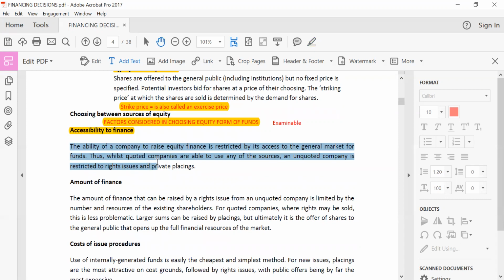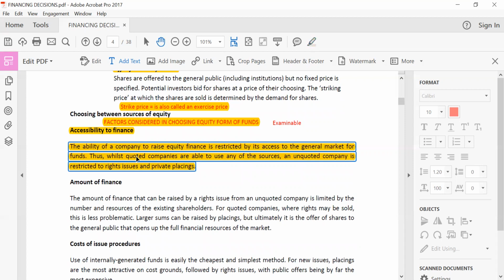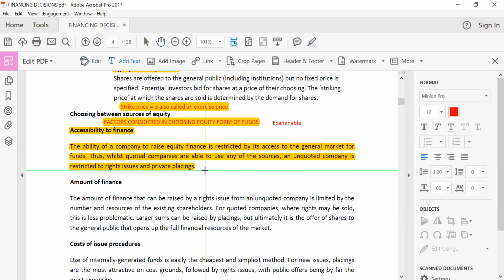Whilst quoted companies are able to use any of the sources, an unquoted company is restricted to right issues and private placements. Please note this important distinction between quoted companies. So what are we talking about here? We are trying to just give you the differences between quoted companies and unquoted companies. We are just trying to tell you one of the differentiations, right?